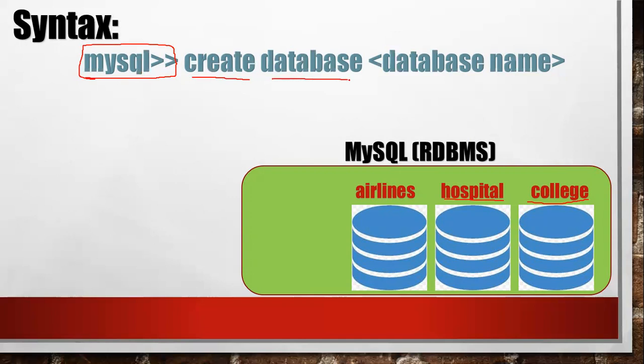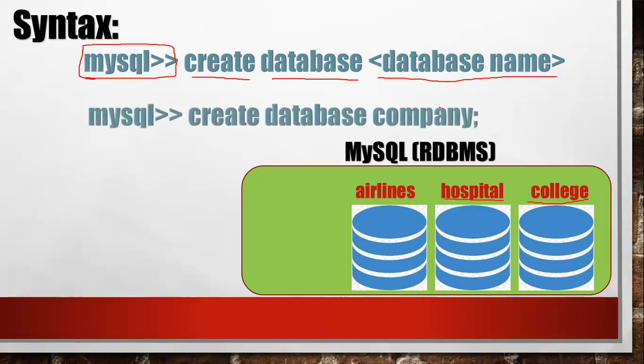Then you have to write database, and after that you have to write the name of the database. Okay, so let's see an example. Suppose I have written create, as it is you have to write it. Then database, that also you have to write as it is, and after that you have to write the name of the database. So the name of the database is company.